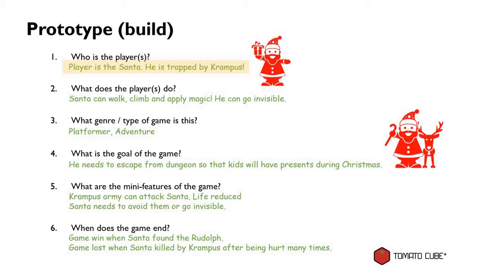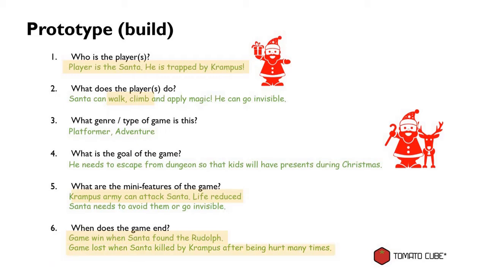And then after that, I also need to make sure that this player, or this sprite that I'm creating, can walk and climb. And then there will also be a Krampus that can attack it, and whenever it gets attacked, the life will reduce. And then we also need to determine when the game ends. So it will win when Santa finds the Rudolph, and will lose when Santa is killed by the Krampus.